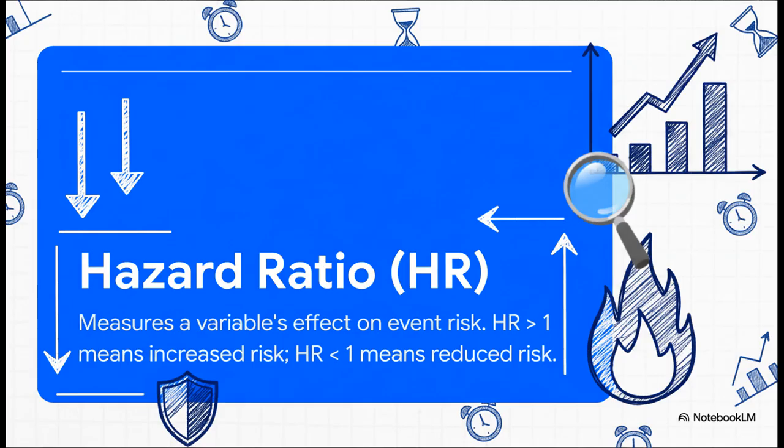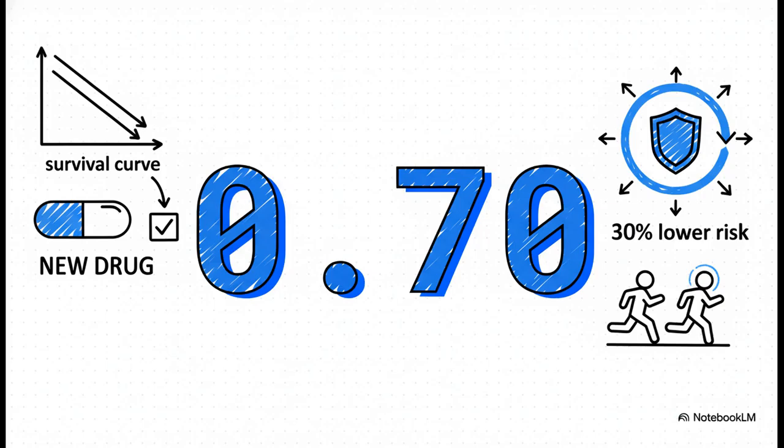If the HR is bigger than 1, that factor increases the risk. If it's less than 1, that factor is actually protective. It's that simple. So let's go all the way back to our drug trial puzzle. How could a drug with a shorter average survival time actually be the better choice?